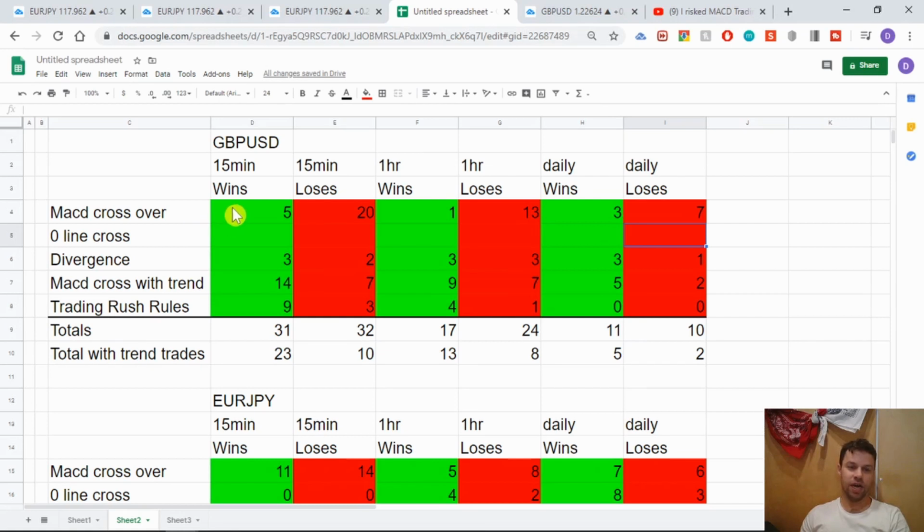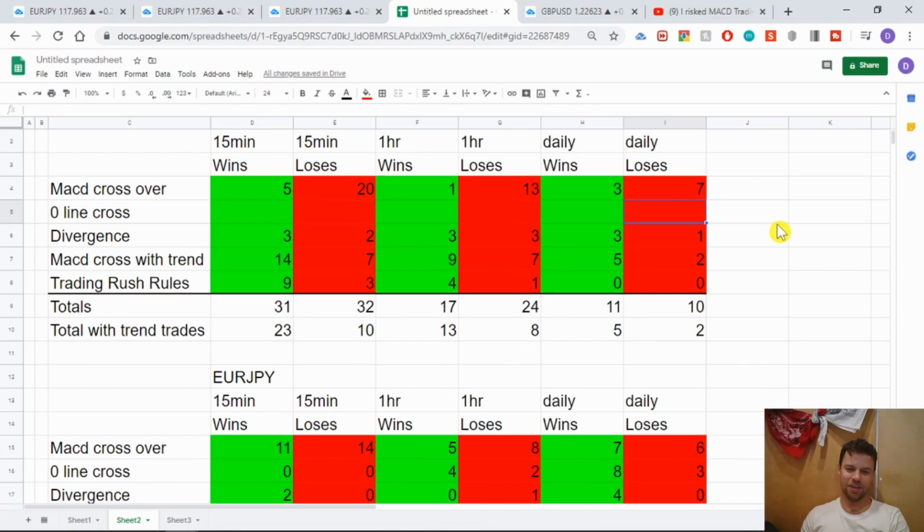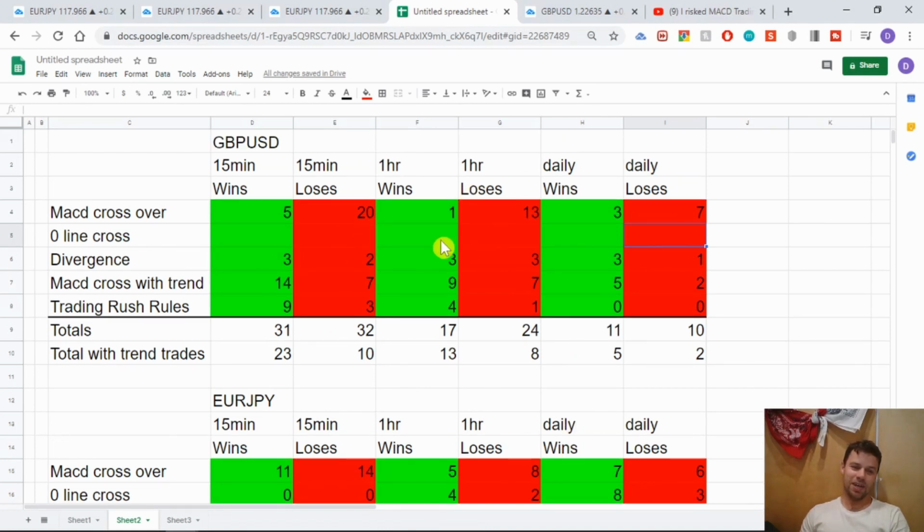Overall, we can see that the MACD crossover provides a pretty terrible signal. For the euro yen as well, a pretty terrible signal. In fact, it actually looks like it might be better to use the MACD crossover as a reversal signal and just go the other way every single time. Sometimes you're going to be quite profitable, especially on the pound USD.